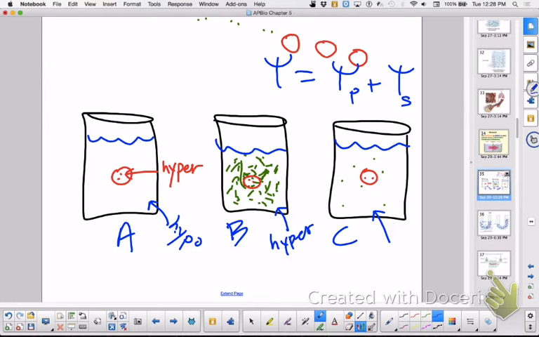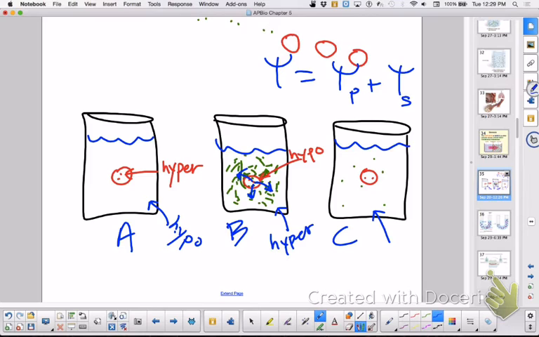Hyper, and in this case, the red blood cell would be hypo. Water must flow from the hypo, so water would flow out, and what would happen to this red blood cell? Shrivel up. Would that also happen to a plant cell? Yeah, you would still have the cell wall, but what would get smaller? The vacuole, and then the whole cell would kind of shrivel down, okay? What about in C?